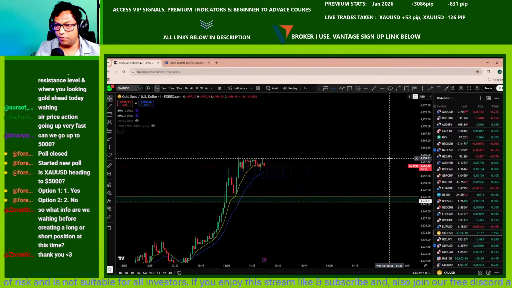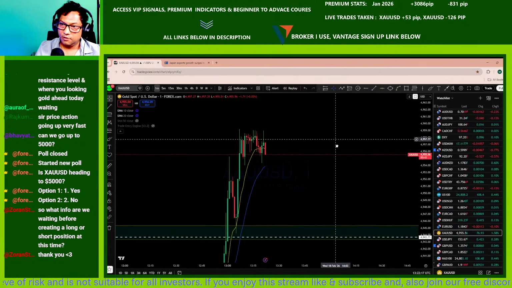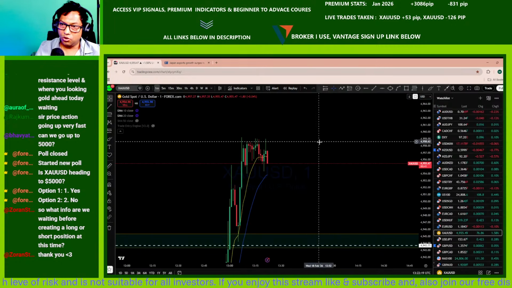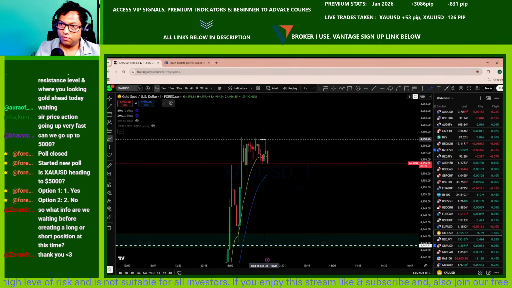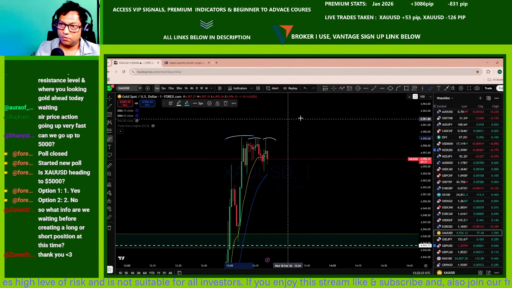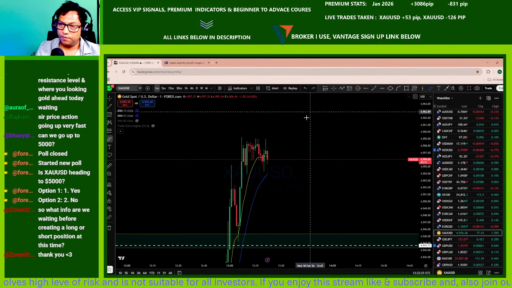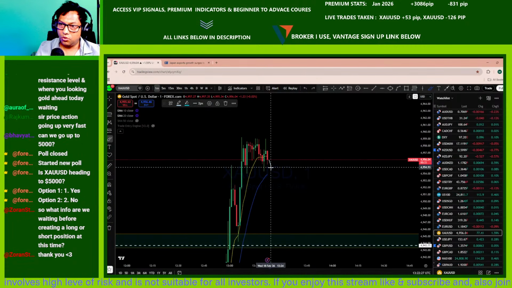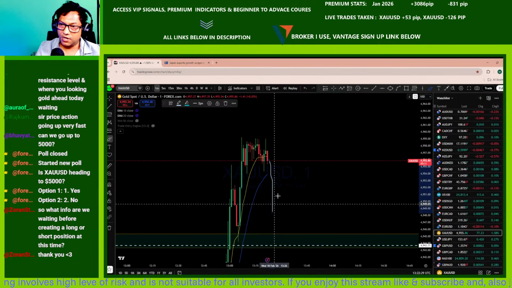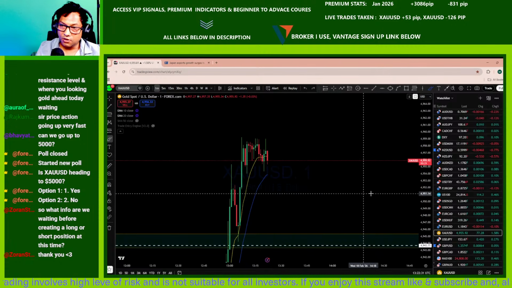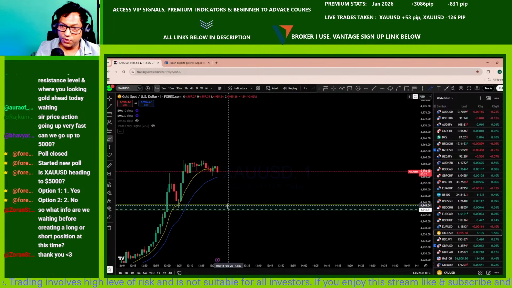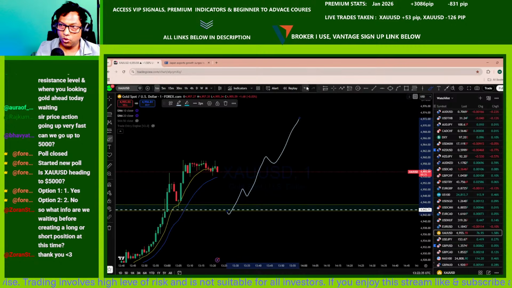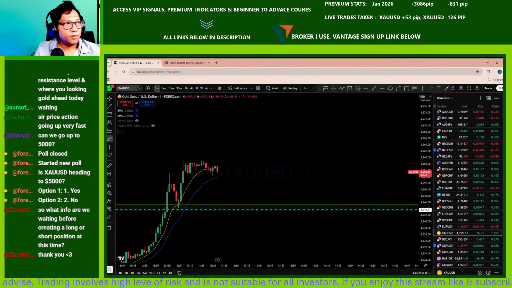There's a triple top here, and I think that triple top could bring that market below, and if it drops well below this triple top, that's where you'll look for an entry.